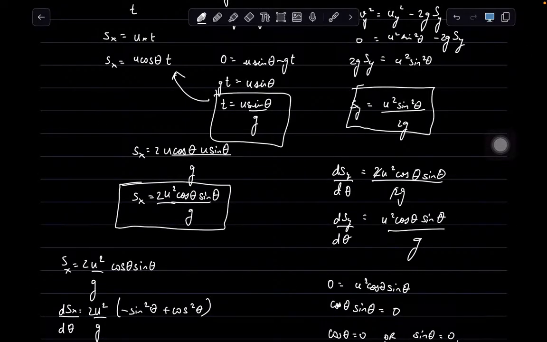So you can make a box out of this. I'm going to say t total equals 2u sine theta by g. So we can put a box around that one as well. Alright, done.